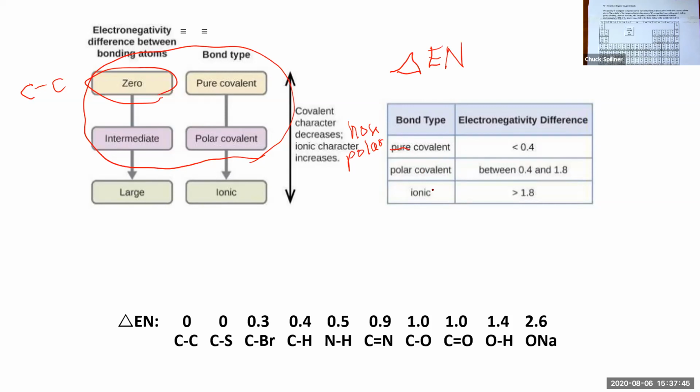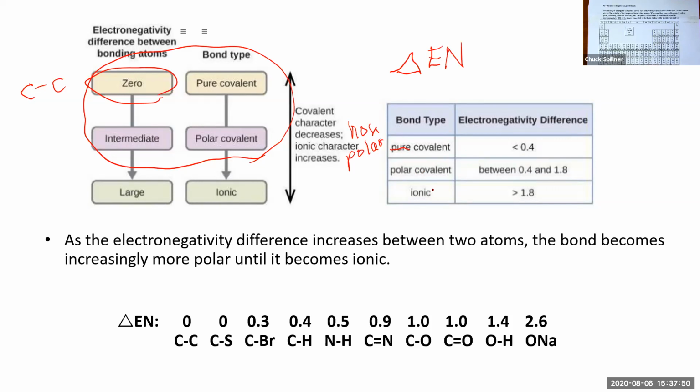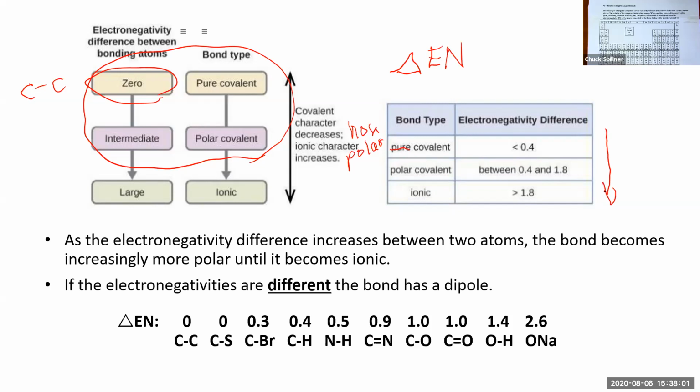I have some examples down below. Let's see. As the electronegativity difference between the bonded atoms increases, the bond becomes increasingly more polar, and that would be as we go down, this is increasing polarity.